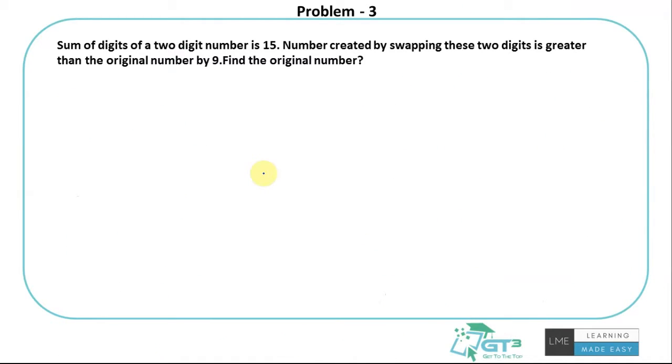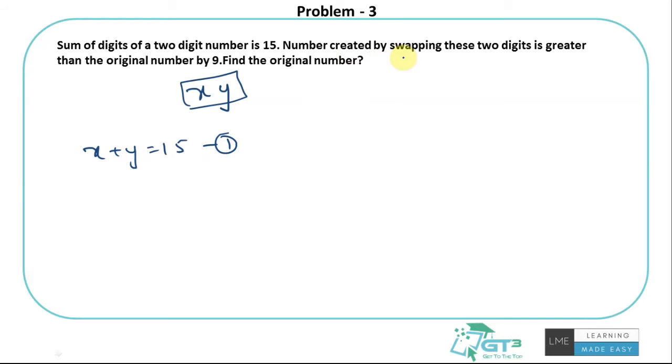So this is like a word problem where you need to take two variables and then solve after getting a pair of linear equations. The sum of digits of a 2-digit number is 15. Let me assume the 2-digit number is xy, where x is in the tens place and y is in the units place. So the digits are x and y, and the sum of digits is 15. That's my first equation.